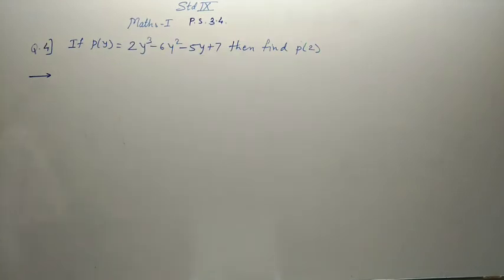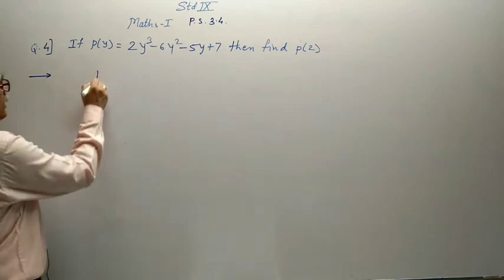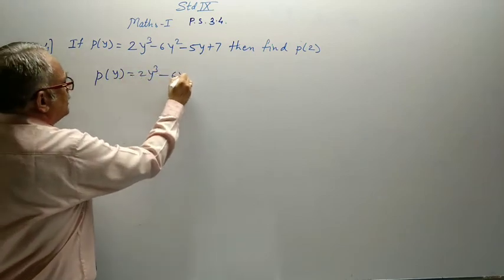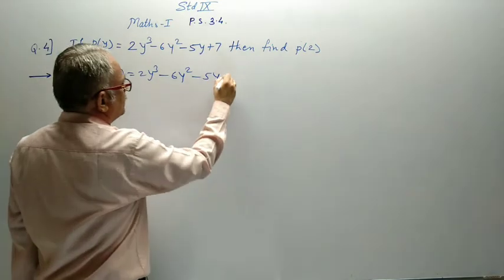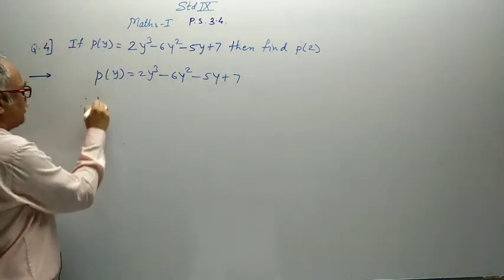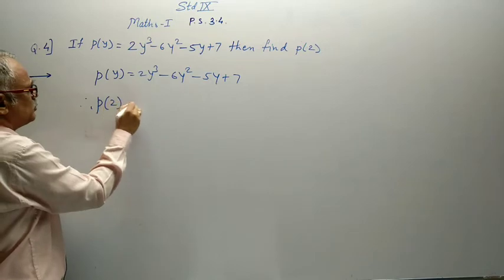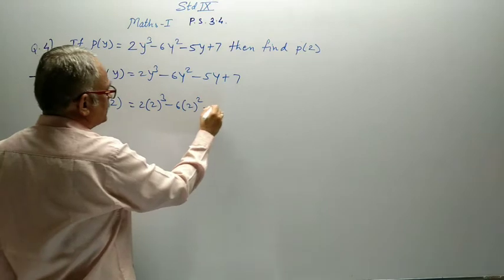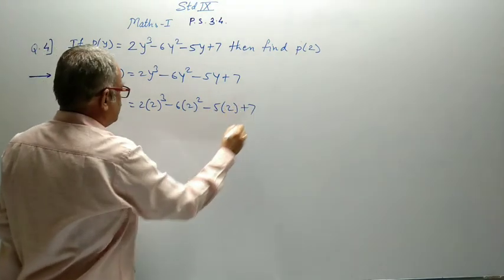Now the fourth question. P of y is 2y cube minus 6y square minus 5y plus 7. It is asked to find P of 2. P of 2 is the value of P of y at y equal to 2. So first write P of y: 2y cube minus 6y square minus 5y plus 7. Therefore, P of 2, wherever there is y, write 2: 2 into 2 cube minus 6 into 2 square minus 5 into 2 plus 7.